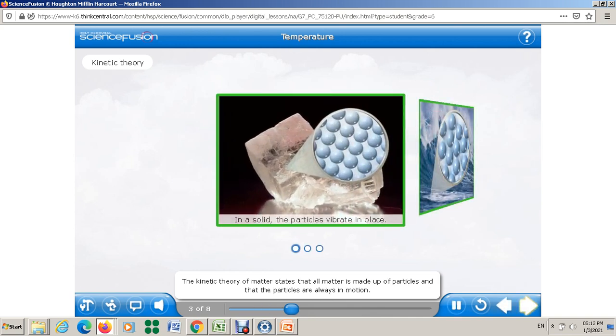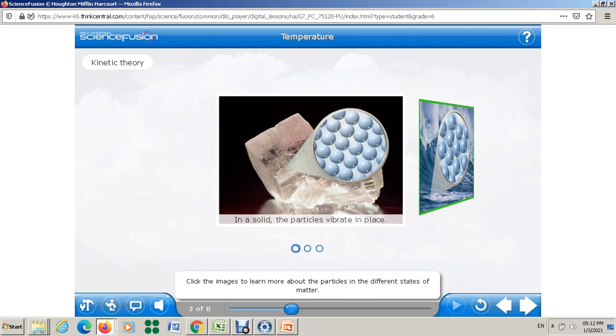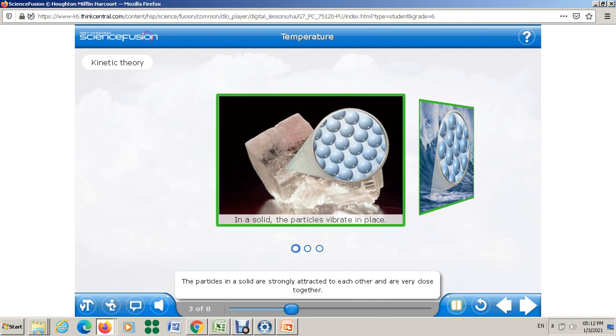The kinetic theory of matter states that all matter is made up of particles and that the particles are always in motion. Click the images to learn more about the particles in the different states of matter. The particles in a solid. Now we want to focus on each one, solid, liquid, and gas, and the particles and the kinetic energy in these particles. Listen carefully and try and write notes while you are listening.